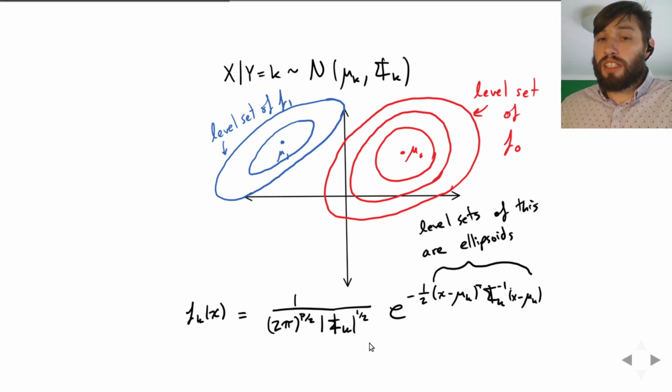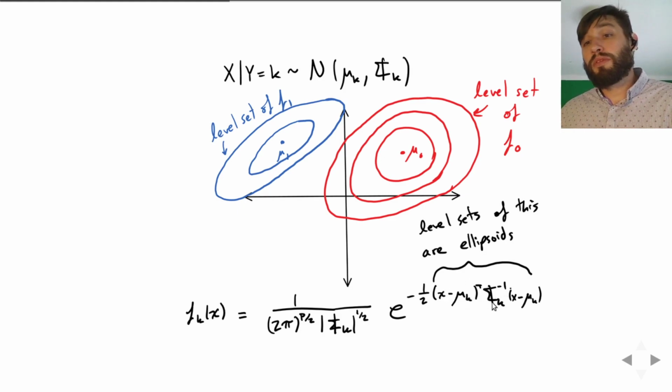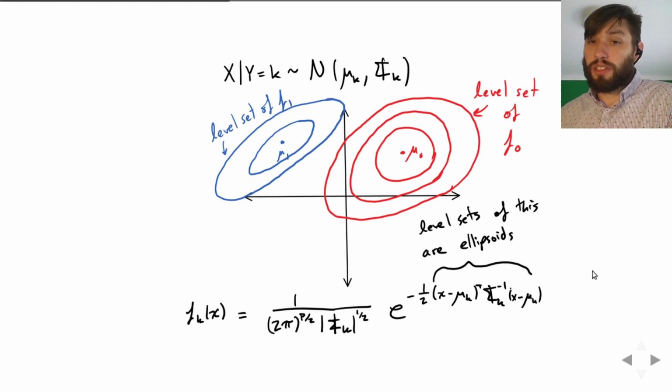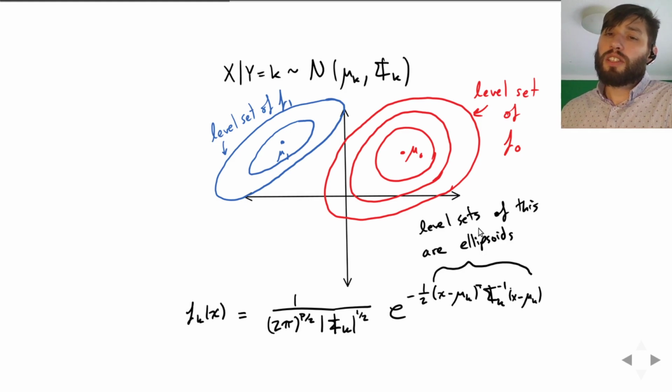So the shape of the level set is not going to be impacted by this constant. Then we have e to the something, so it's a monotonic function of that something. That something takes the form of an ellipsoid, and the way that we know that is that it's this quadratic form in X, and it's minimized when X is equal to mu k because this is 0, and this is greater than or equal to 0 because this sigma is positive definite, and so its inverse is positive definite as well. So these level sets are ellipsoids.